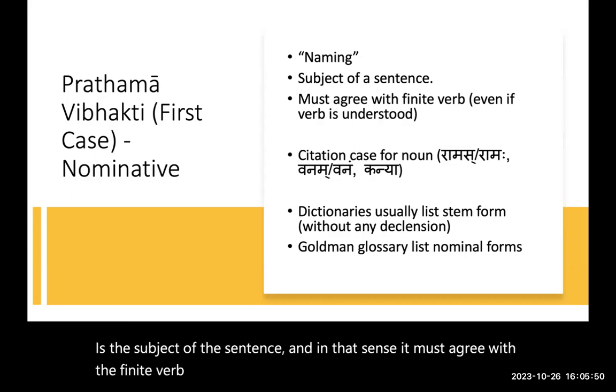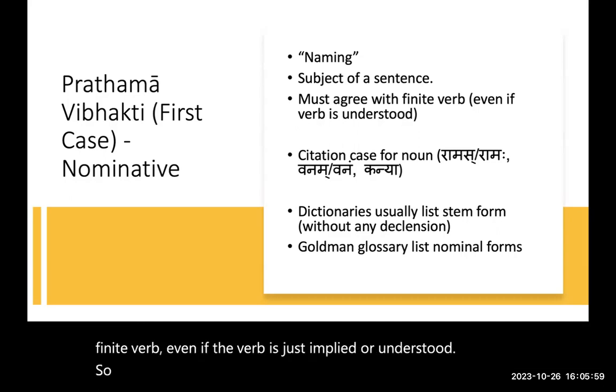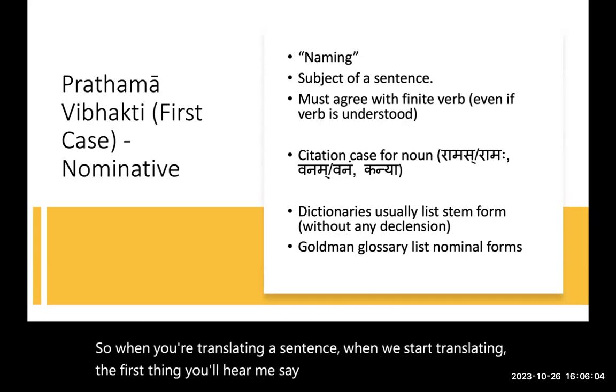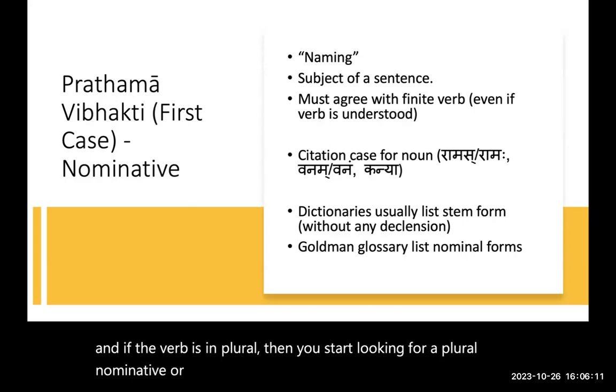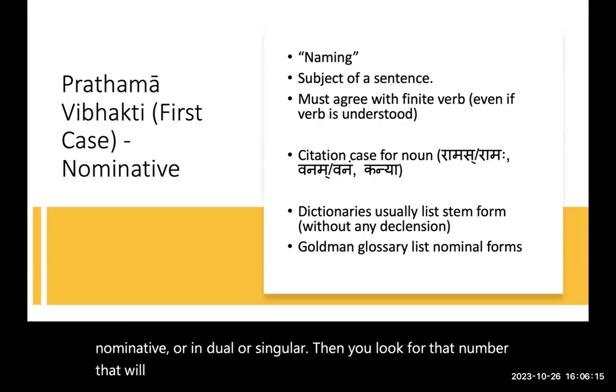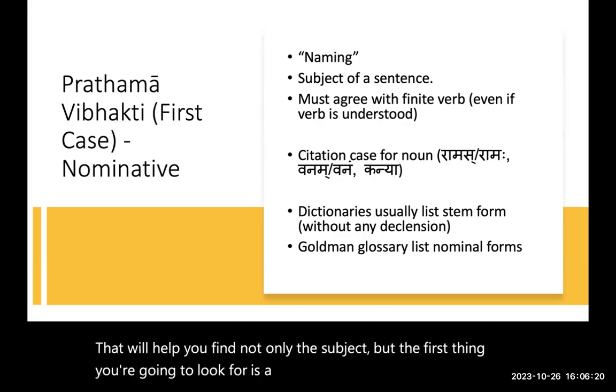Now, I said before that every sentence has to have a finite verb, even if the verb is just implied or understood. So when you're translating a sentence, and when we start translating, the first thing you'll hear me say is find the verb. You find the verb, and if the verb is in plural, then you start looking for a plural nominative, or in dual or singular. Then you look for that number. That will help you find not only the subject, but the first thing you're going to look for is a subject that matches either singular, dual, or plural.